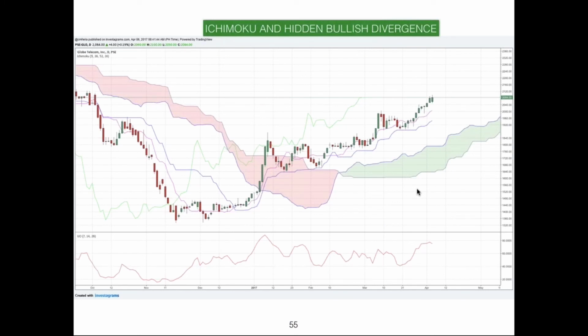So here's an example using Globe Telecoms or GLO. When price is on a strong uptrend, it likes to follow the Tenkan-sen. At the start of the uptrend, we find that the Tenkan-sen crosses above the Kijun-sen. This is a bullish signal, and this bullishness is confirmed by a price break above the Kumho. Here's that price break.